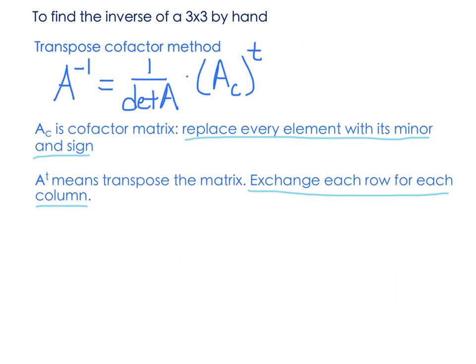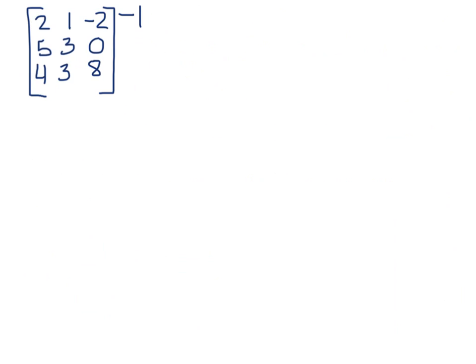So let's do one example of that, and then you guys can go to bed. We are going to find the inverse of 2, 1, negative 2, 5, 3, 0, 4, 3, 8, all by hand. So the first thing that the formula said was 1 over the determinant of A. So the first thing we need to do is find the determinant. 2, 1, negative 2, 5, 3, 0, 4, 3, 8. I'm going to find the determinant.